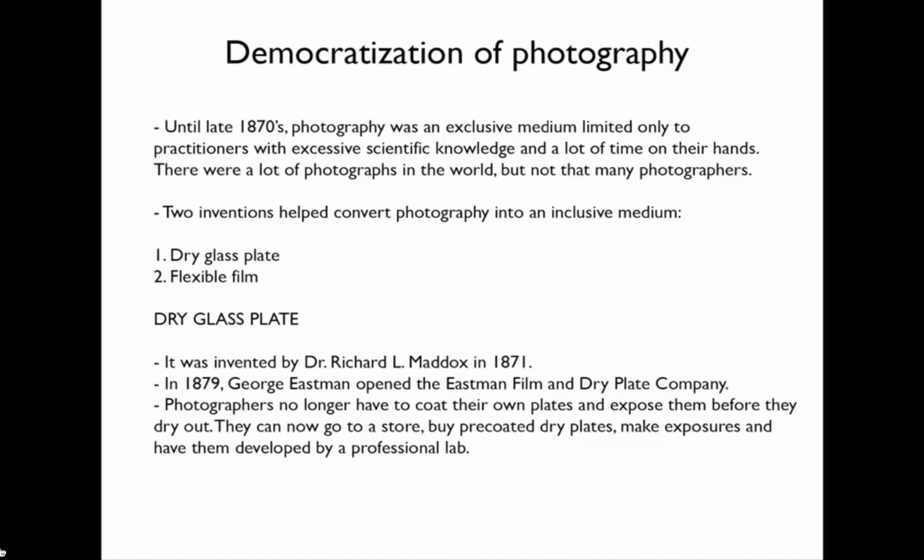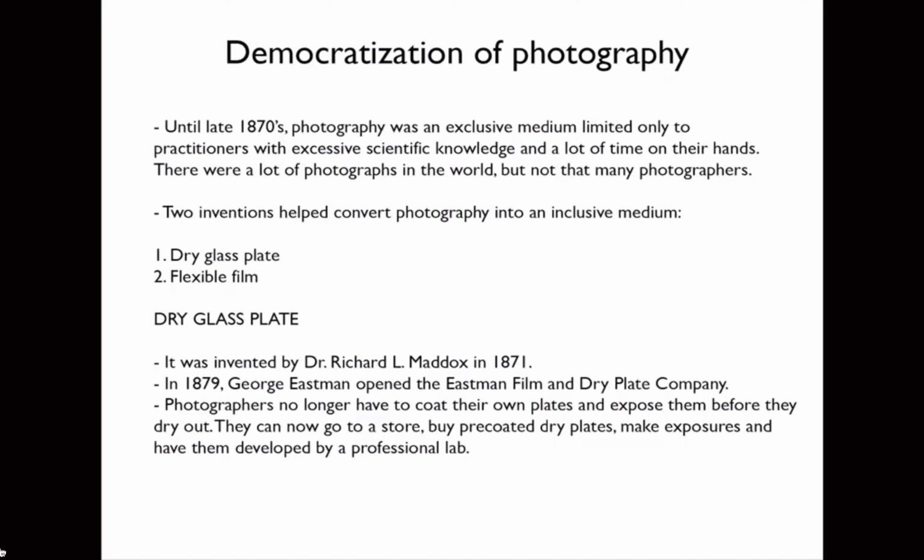There were two inventions that helped convert photography into an inclusive medium. One was dry glass plate, and the other one was flexible film. Now, dry glass plate was invented by Dr. Richard L. Maddox in 1871. In 1879, George Eastman opened the Eastman Film and Dry Plate Company. What was so revolutionary about dry plate was that photographers no longer had to coat their own plates and expose them before they dry out.